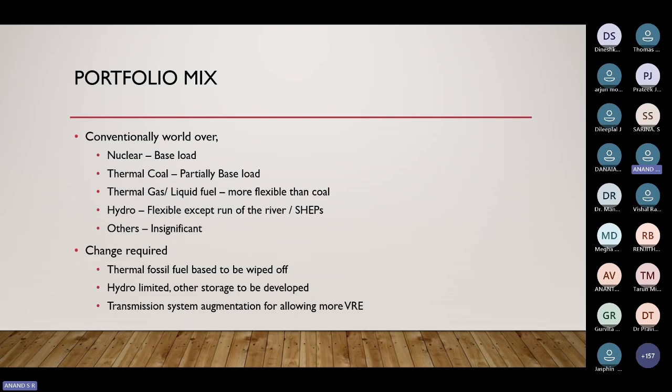So the change is required. We have already discussed. Now we need to have thermal fossil fuel wiped off. It has to be removed. Hydro is limited, and other storage schemes are to be developed. And transmission system augmentation for allowing more and more variable renewable generation is to be provided, with compensations across the transmission and distribution system.